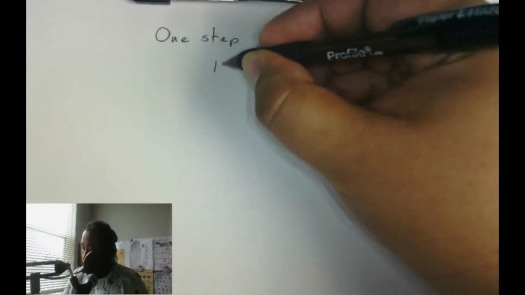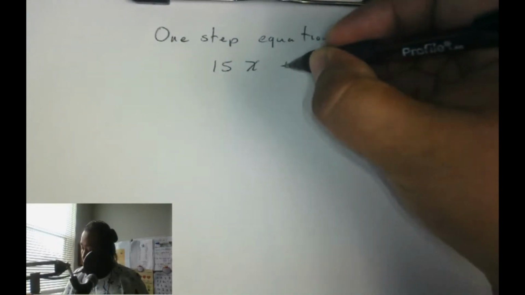So the first thing I want to do before I start working on these one-step equations is I want to know the different parts of an equation. So let me go ahead and write down an equation so we can break it down into parts. So here I have my equation 15x plus 4 equals 16.